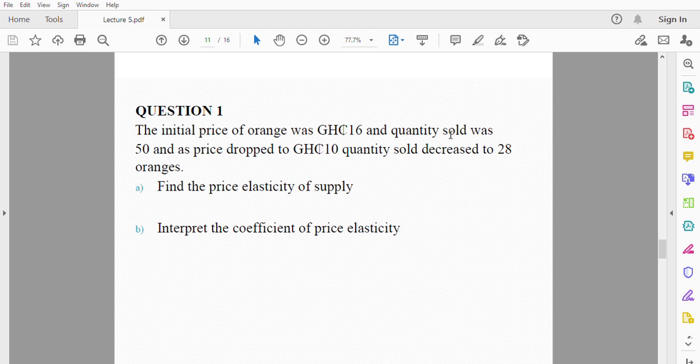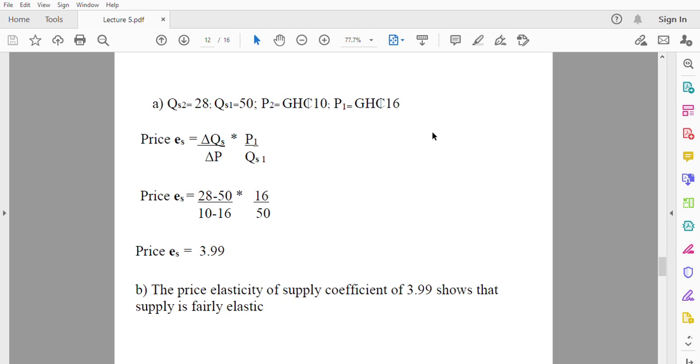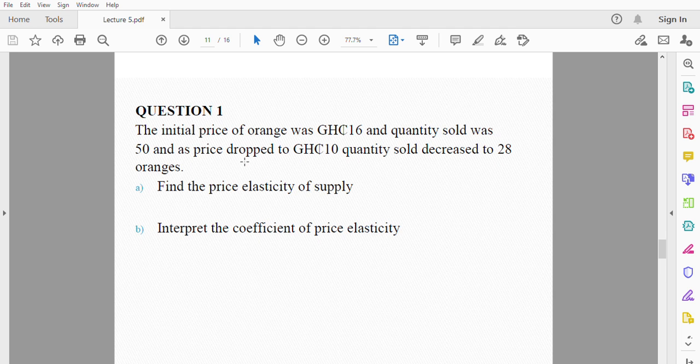So how do we find the price elasticity of supply? Let's note our formula down. Price elasticity of supply is the change in quantity supplied over the change in price, times the initial price divided by the initial quantity supplied. From the question, what is the new quantity supplied?